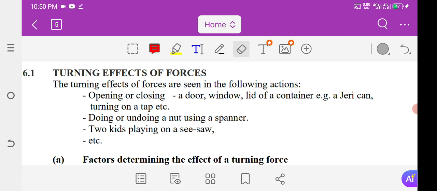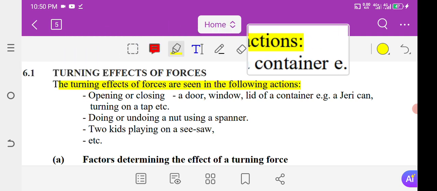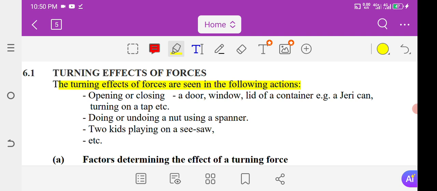In everyday life, we see turning effects of forces, for example, opening or closing a door, a window, or the lid of a container such as a jerry can. You see forces causing things to turn. Even turning on a tap, when you want to get water from a tap, you have to apply a force.